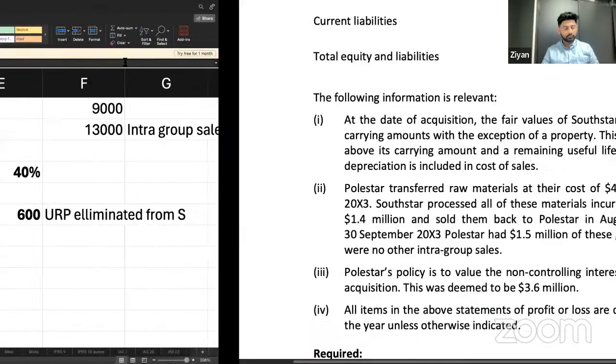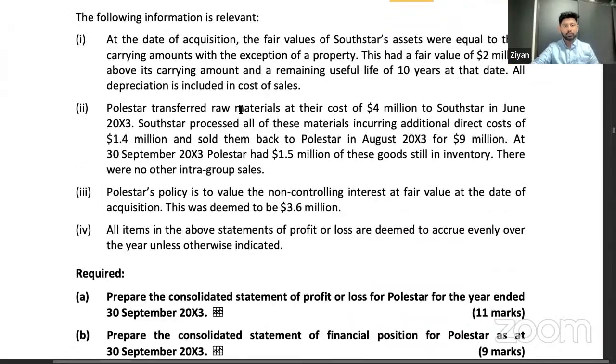That's done. Going further, that's entirely done. The policy is to value the NCI interest at fair value at the date of acquisition. This was deemed to be 3.6 million. Why is that? NCI goodwill. All items in the above statement of P&L are deemed to accrue evenly over the year unless otherwise indicated. Meaning for the acquisition, they want us to take the monthly basis.